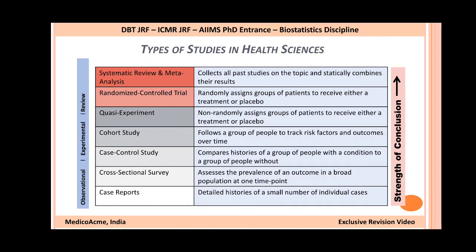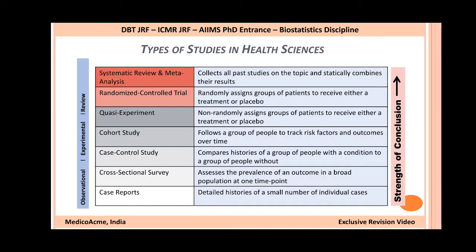Randomized control means patients are randomized, one group going to the intervention group and the other to placebo. A cross sectional survey assesses the prevalence of an outcome in a broad population at one time point. So guys, it assesses the prevalence of an outcome in a broader population at a time point. Here there are kind of follow-ups in the cross sectional study. Case reports are the detailed histories of a small number of individual cases.